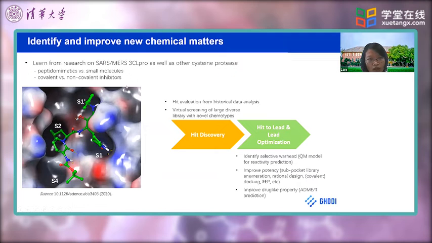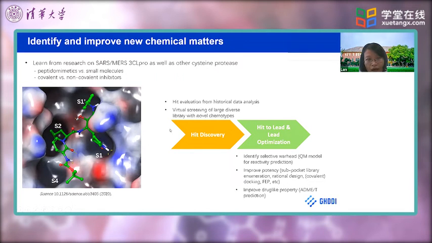So these data can help us to design what type of inhibitors to pursue in the drug discovery. Here, the left figure shows a binding pocket with a peptidomimetic covalent compound bound. This was published in Science this year, and this compound has a relatively good PK.